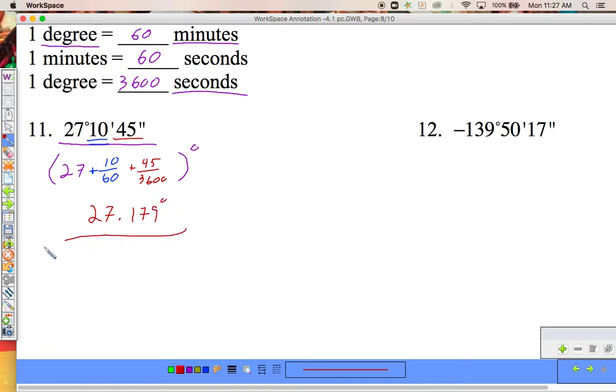That's approximately 27.179 degrees. 60 minutes in a degree, 3,600 seconds in a degree. So that's where I'm getting these two numbers. One line is minutes, 2 lines is seconds. All right, so try number 12 for me.